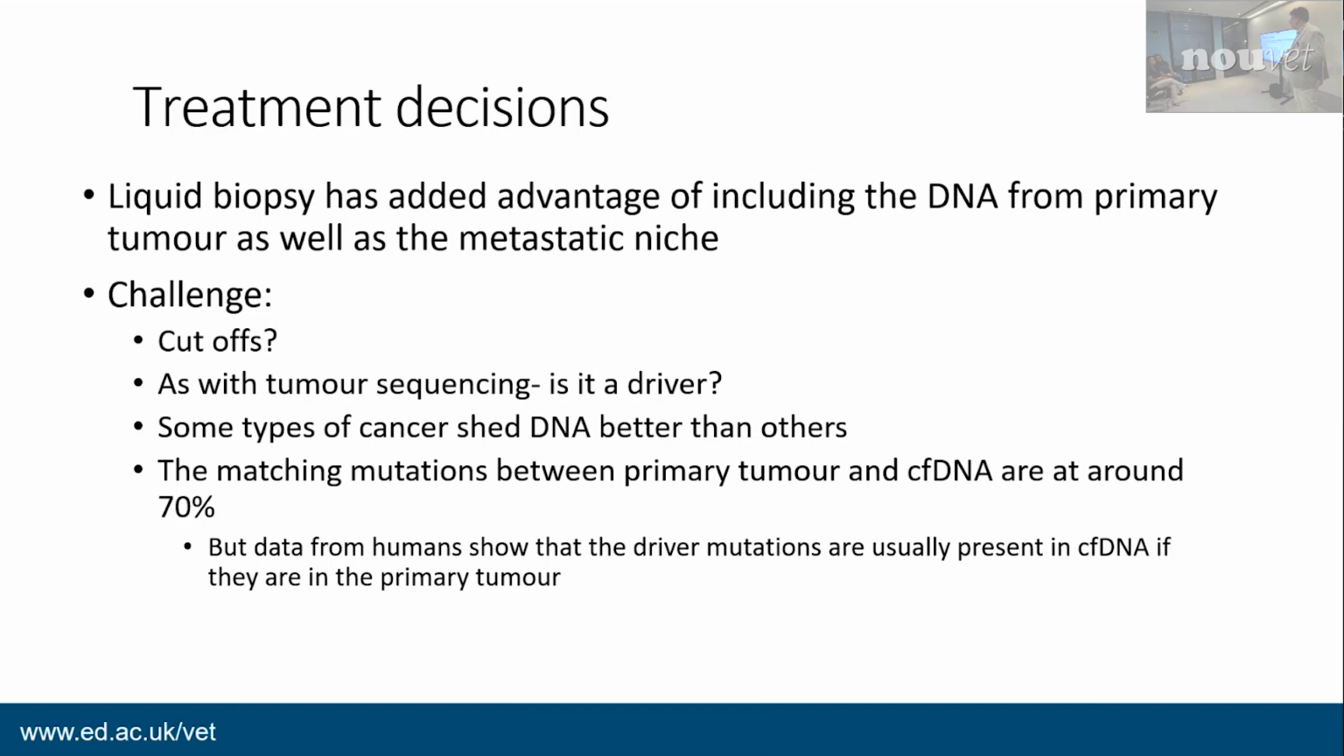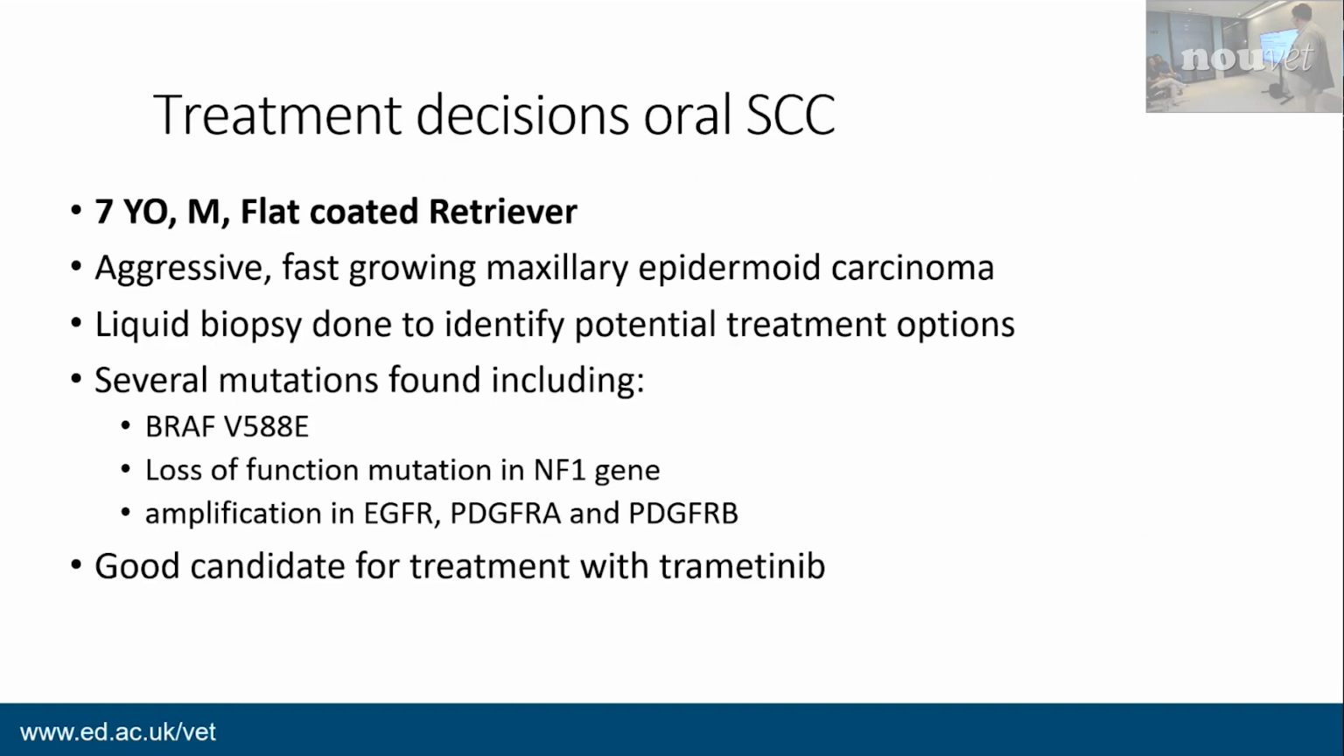So just as I mentioned before, certain types of cancers shed more DNA than others. So maybe the cutoffs need to be tumor specific. And the matching mutations between the primary tumor and the cell-free DNA are around 70% or so. But what we know from humans, at least, is that driver mutations that are in the primary tumor of humans are also found in cell-free DNA.